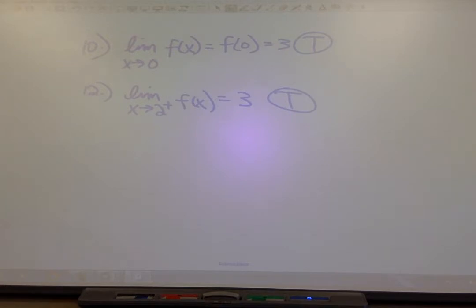So that's true, isn't it? What about 14? Limit as x approaches 5 from the left. Does that also go up to 3? It does, doesn't it? You get closer and closer to 5 from the left-hand side, it's going up to that closed dot at 3. So that's also true.